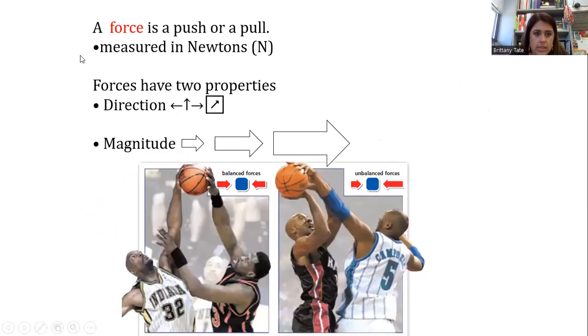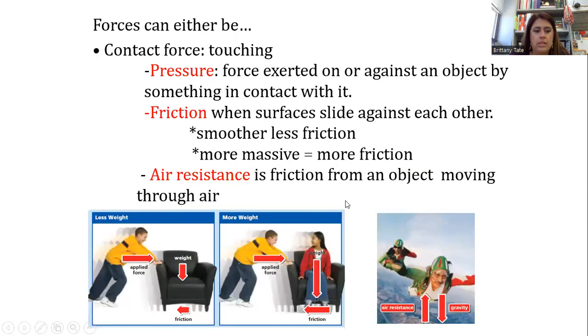So remember, a force is a push or pull. It is measured in newtons. And a force is a vector, meaning it has two properties. It has both direction and magnitude. So when forces act on each other and they're equal, it is considered balanced. If one has more force than the other, it is unbalanced.